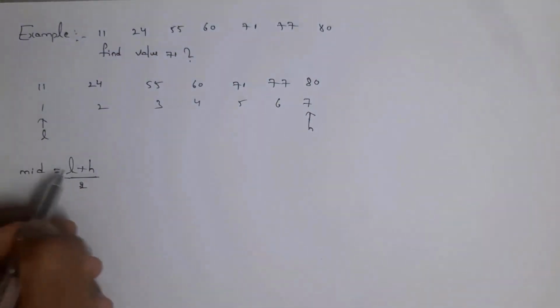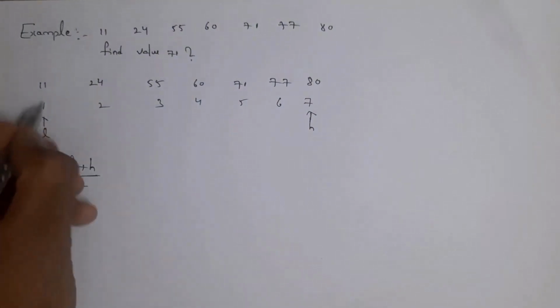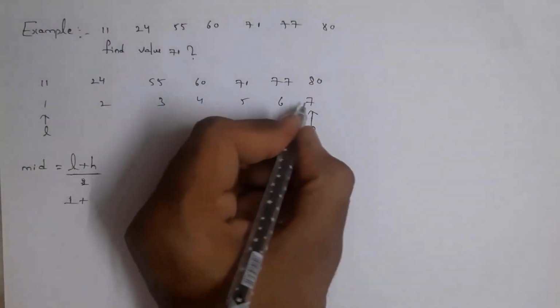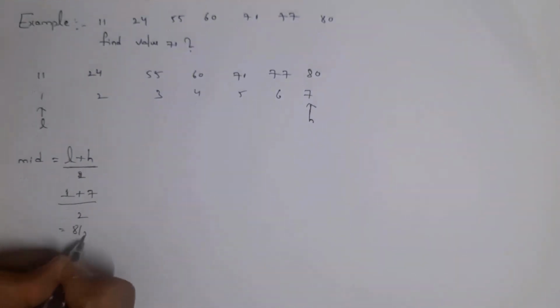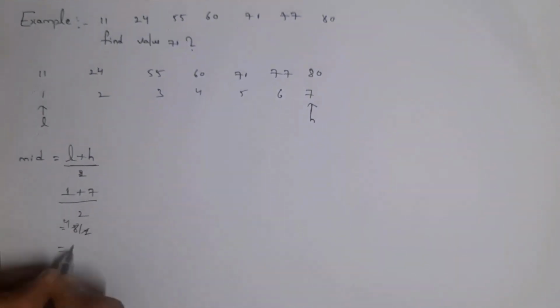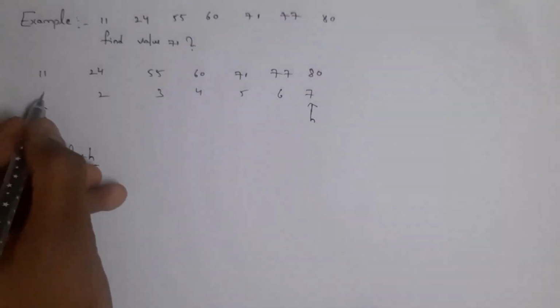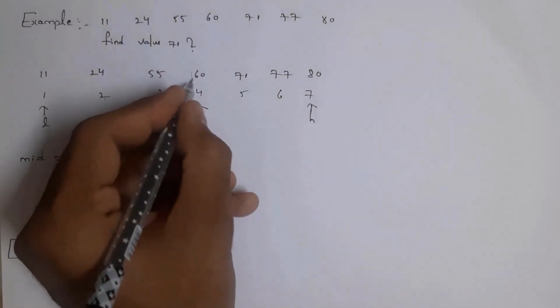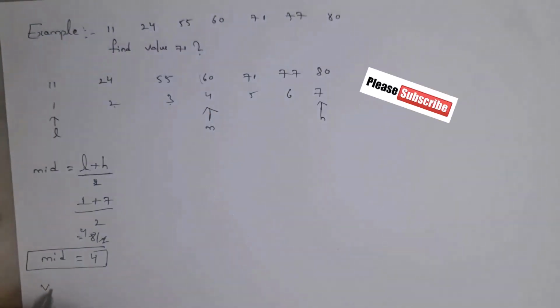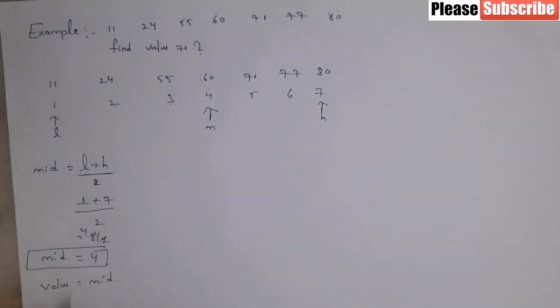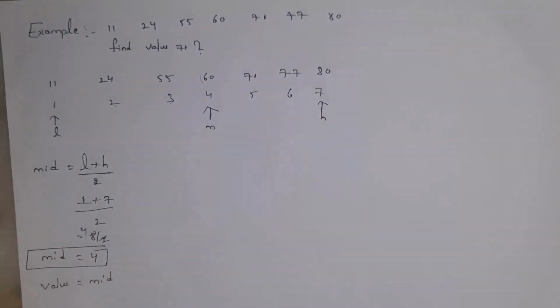The formula is lower element, that is 1, plus higher element, that is 7, by 2, that is 8 by 2. 2 4s are 8, that is 4. So the value of mid is 4, that is 1, 2, 3, 4. The middle element is 60. Here 71 is the value which we need to find. If value is equal to mid, then our result is true. We can close. That is, we got our result.